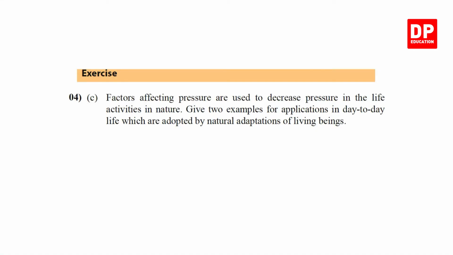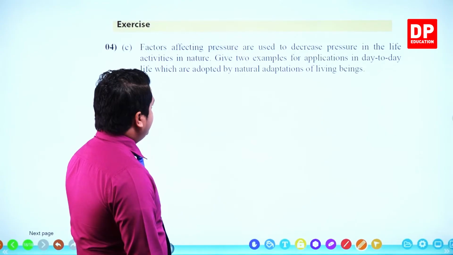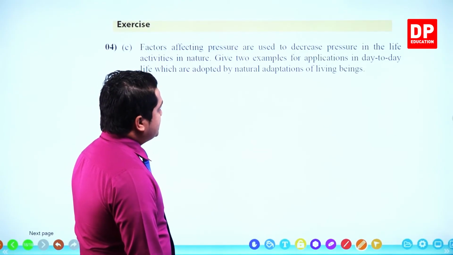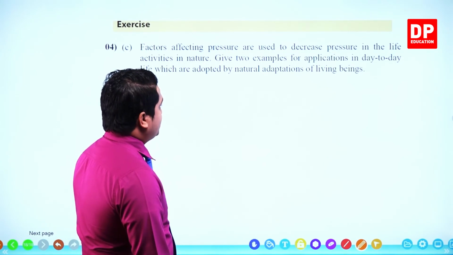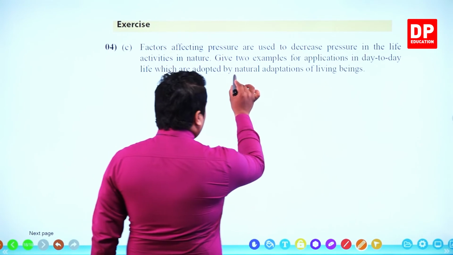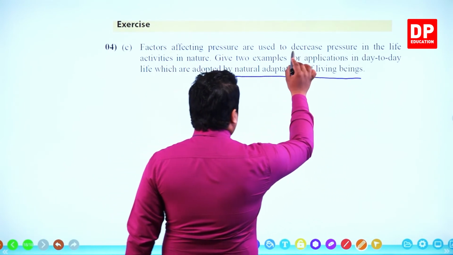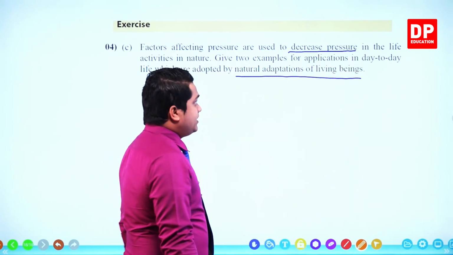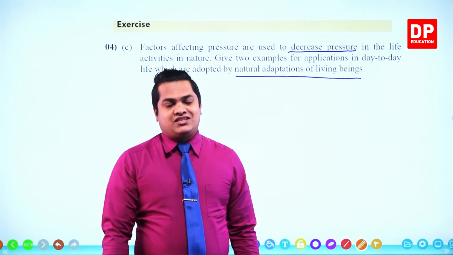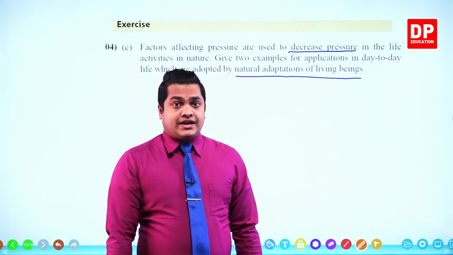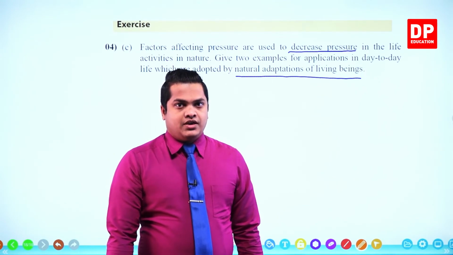Factors affecting pressure are used to decrease pressure in the life activities in nature. Give two examples for applications in day-to-day life which are adapted by natural adaptations of living beings. Natural adaptations, my dear children, to decrease pressure. So in the earlier case, we discussed natural adaptations which used to increase pressure. Now to decrease pressure. Okay.